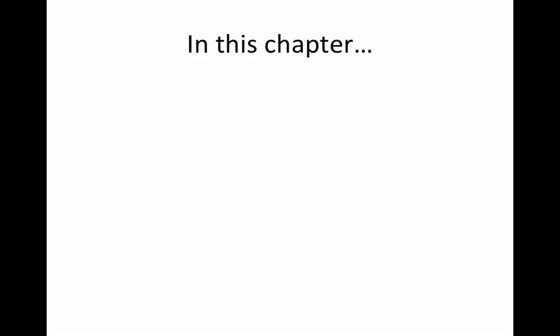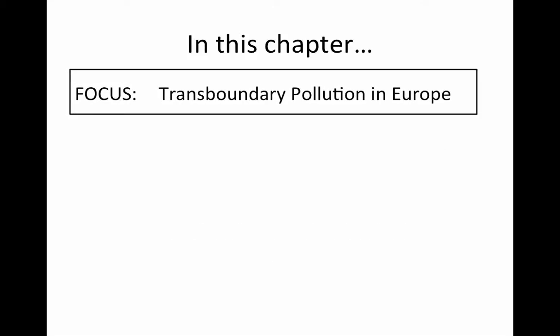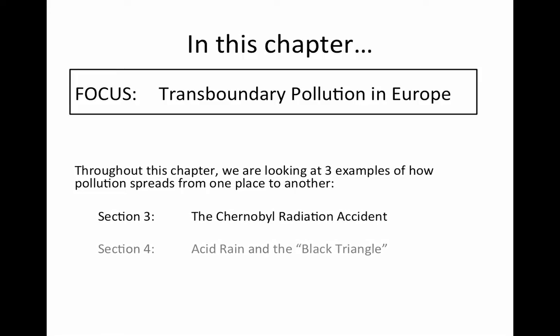As you know, in this chapter, we are focusing on transboundary pollution in Europe. Throughout this chapter, we are looking at 3 examples of how pollution spreads from one place to another: the Chernobyl radiation accident, acid rain and the Black Triangle, and the Danube cyanide spill.